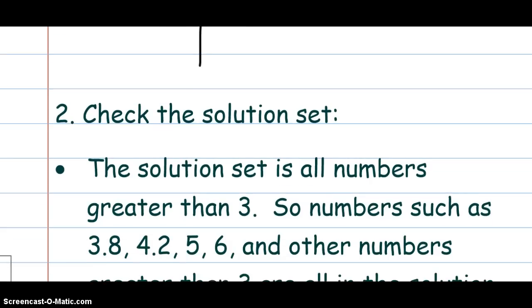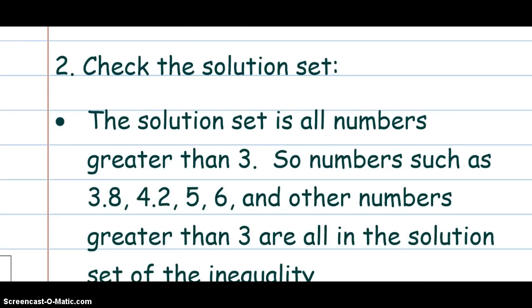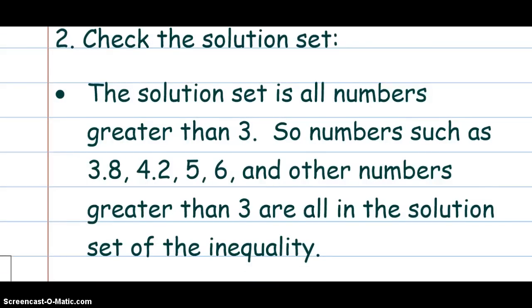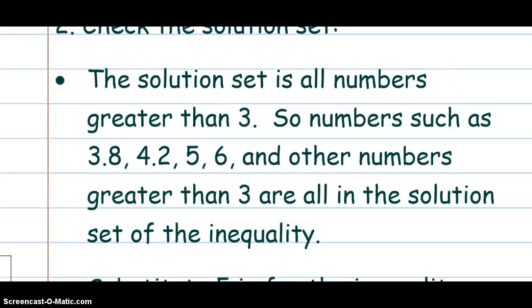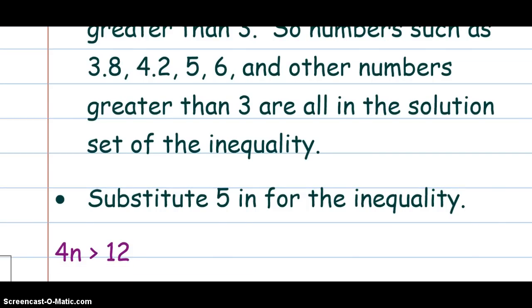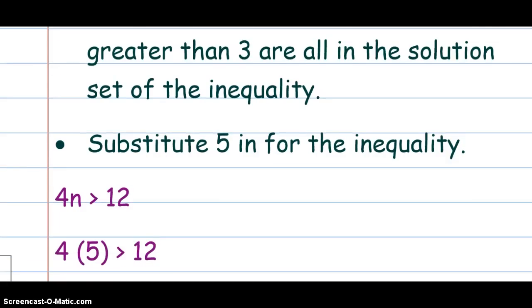we want to check the solution set. Now the solution set is the set of answers for the inequality. Our solution set is all numbers greater than 3 because our answer was n is greater than 3. That means that numbers such as 3 and 8/10, 4 and 2/10, 5, 6, and any other number that's greater than 3 are all in the solution set for the inequality. So we're going to try and make sure that our solution set is correct, and we're going to choose a number that's greater than 3. So we're going to choose 5 and substitute it in for the inequality, just to make sure we have it correct.